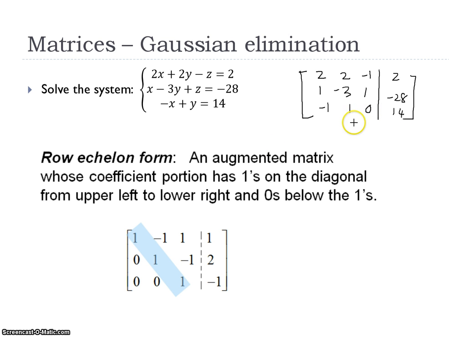0. So the next step is we are going to change this augmented matrix so that it's in the row echelon form, where you can see the 1 on the diagonal from upper left to lower right and 0 below the ones. So our target is to change this into the row echelon form so that we can solve the system.